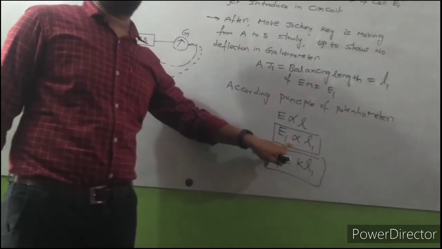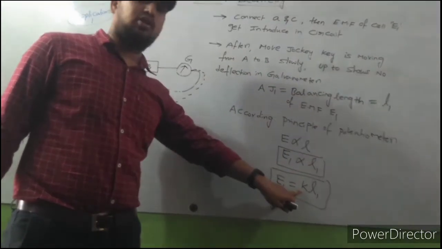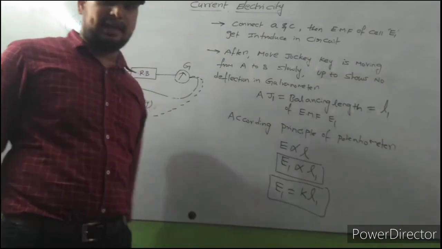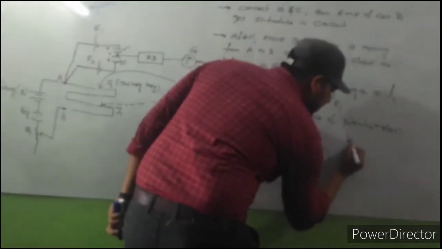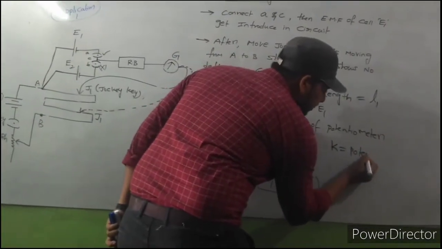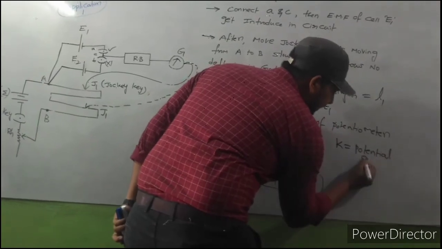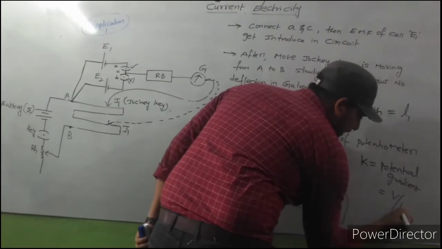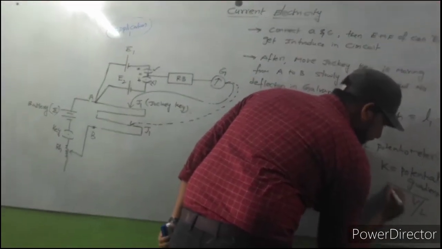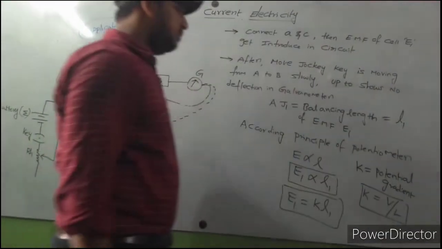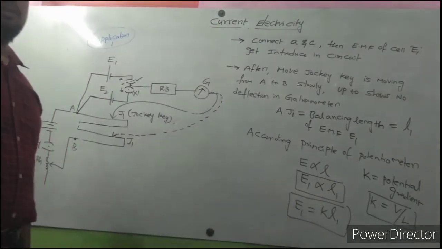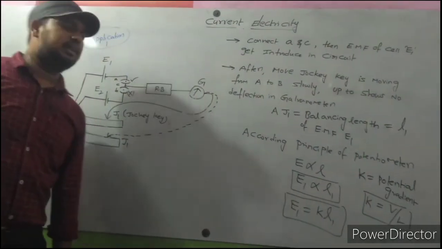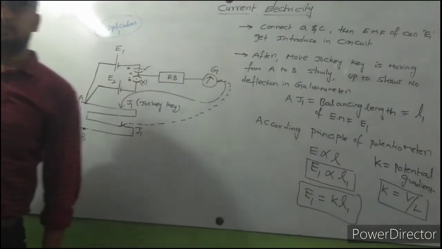If you remove this proportionality limit, we place some constant. That constant is K here. K is nothing but the potential gradient. Potential gradient is nothing but potential by length. So E1 is equal to K into L1.